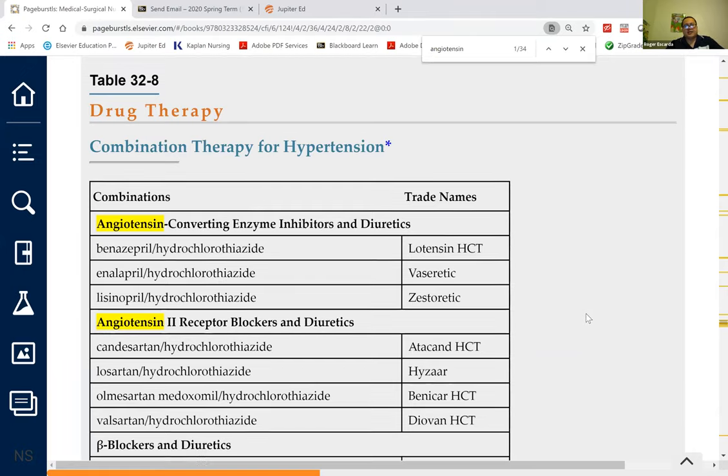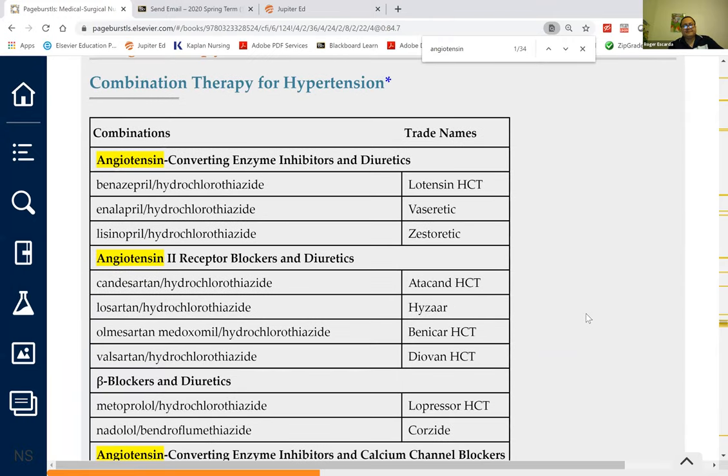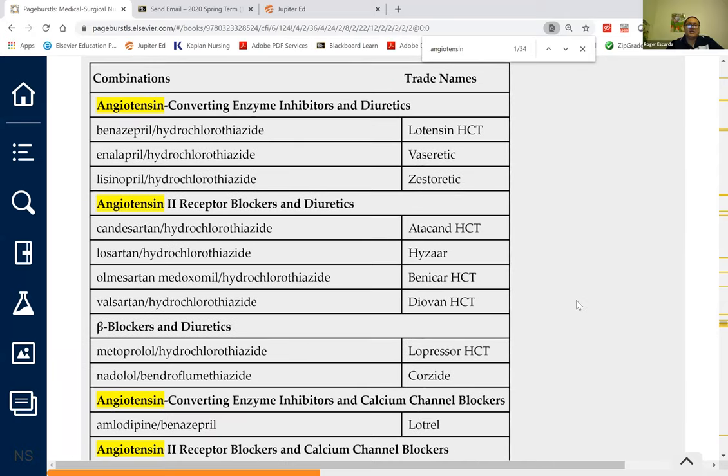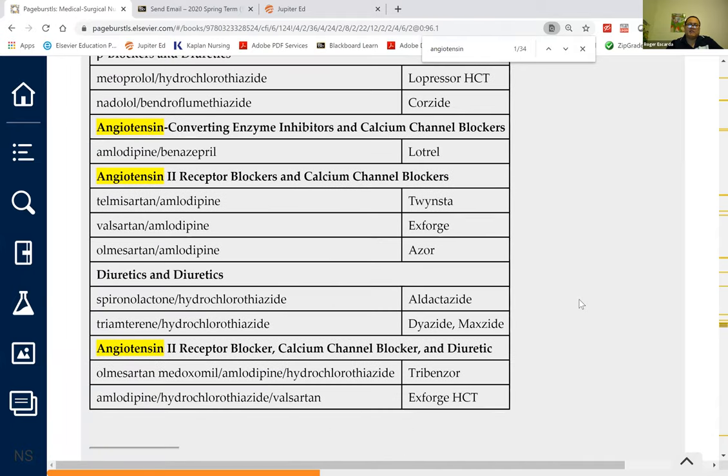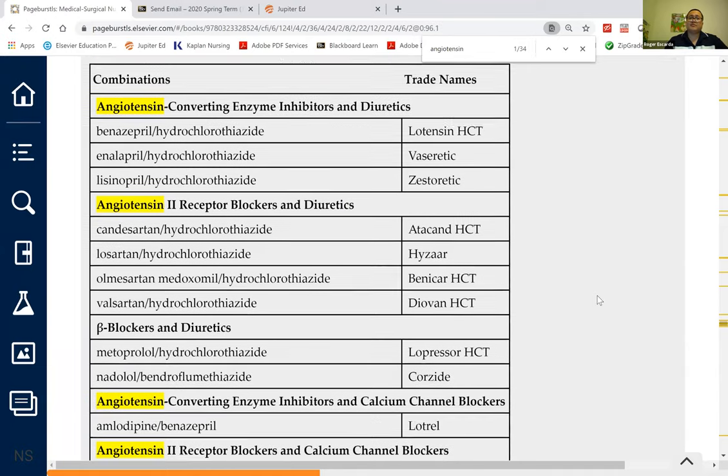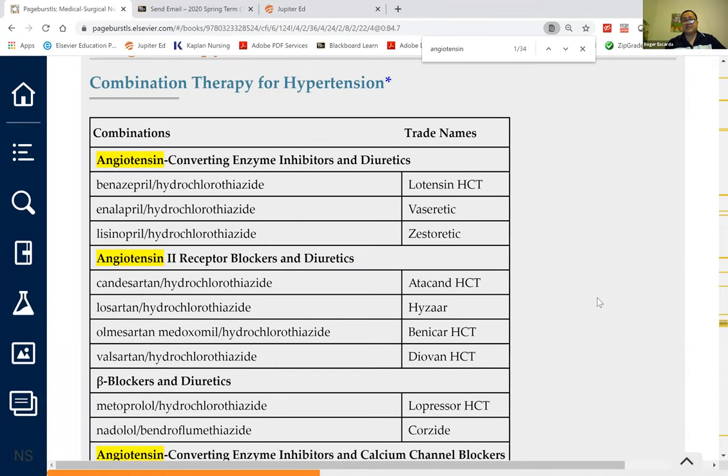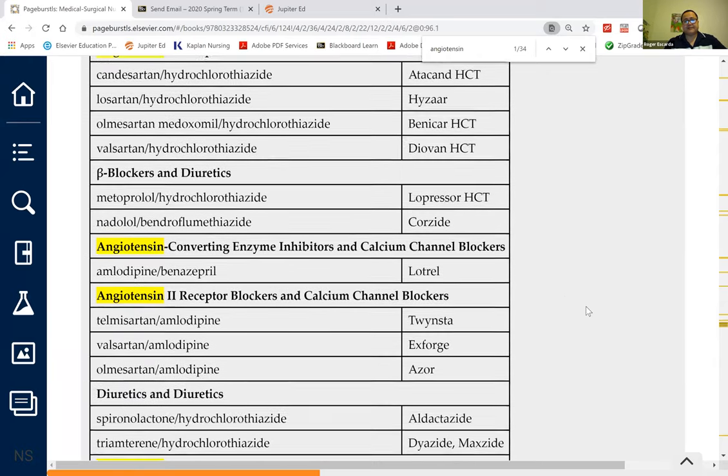Okay, look at table 32-8. Is there therefore a hypertensive patient who takes just one drug? No, it's always a combination. And it will be a while before they arrive at the correct combination. So through several months or even years, the doctor and the patient will do trial and error to see which one works best for them. Okay.